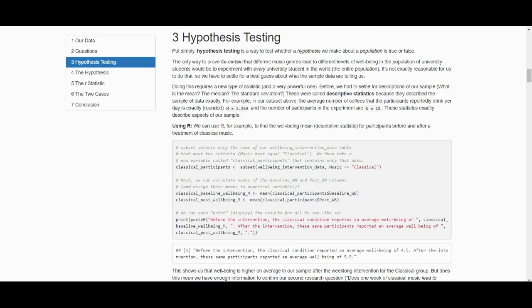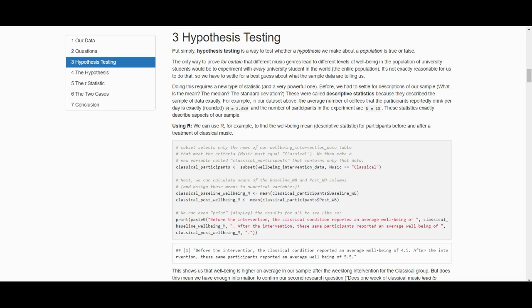Well, to answer these questions, we can use hypothesis testing. Put simply, hypothesis testing is a way to test whether the hypothesis we make about a population is true or false. The only way to prove for certain that different music genres lead to different levels of well-being in the population would be to experiment with every university student in the world, the entire population. But it's not exactly reasonable for us to do that. So we kind of have to settle for a best guess about what the sample data are telling us about the population. And this should be a concept you're generally fairly familiar with already.